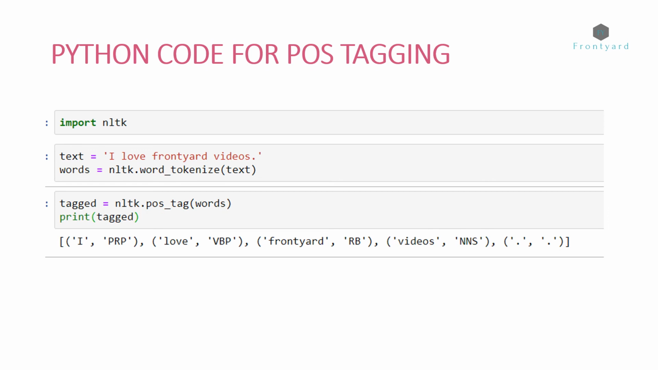I has obtained the value PRP, which means pronoun. Love has VBP, V denotes verb, and Frontier has RB. It means that it is an adverb. Here it is not true. And videos starts with N, so it means that it is a noun. But actually Frontier should also be considered as a noun and videos should be considered as a noun, but here it is not so. So with POS tagging we will be able to obtain the POS tags which we need.